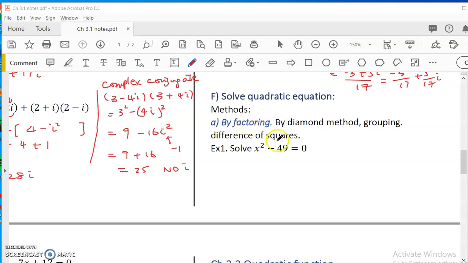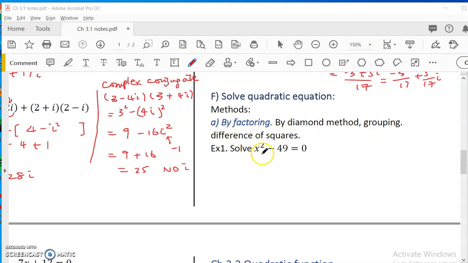They're all real, okay. But it is also a good idea to review all the factoring techniques and all the techniques for solving quadratic equations before we go into 3.2 with quadratic functions, and also later on when we do polynomial functions. So the first is factoring. When we solve a quadratic equation, the simplest way, or the first thing you always want to try, is factoring. There are a few factoring methods: diamond method, grouping, and difference of squares method.